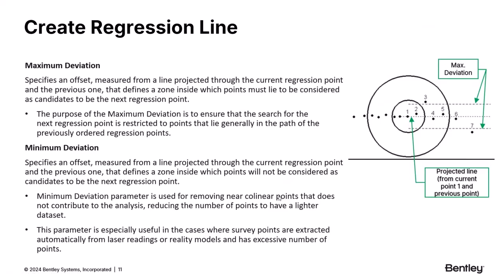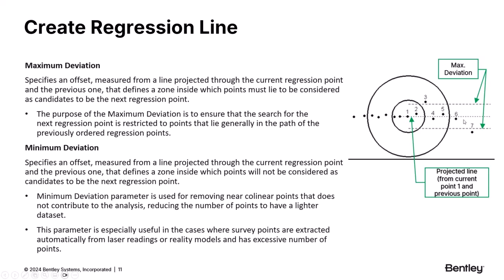space. Okay, so maximum deviation, once again, is going to be measured from a projected line from the current regression point and the previous one. So this just specifies the direction. And the maximum deviation, again, is just an offset measured from this projected line that you see here.